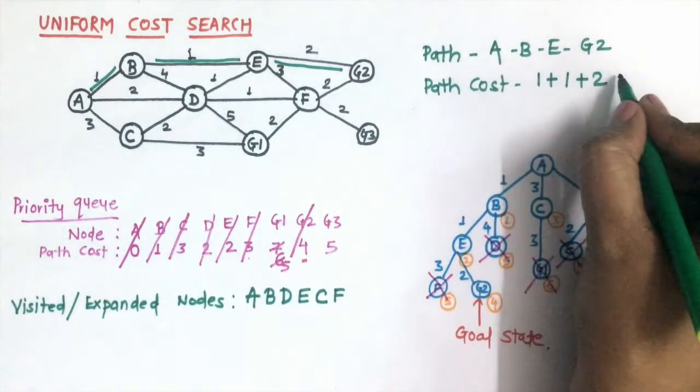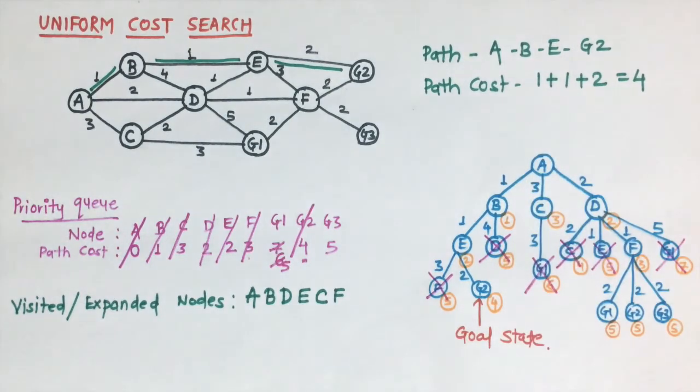Uniform cost search guarantees optimality. So this is all about uniform cost search algorithm. I hope this video will help you to understand the concept of uniform cost search.